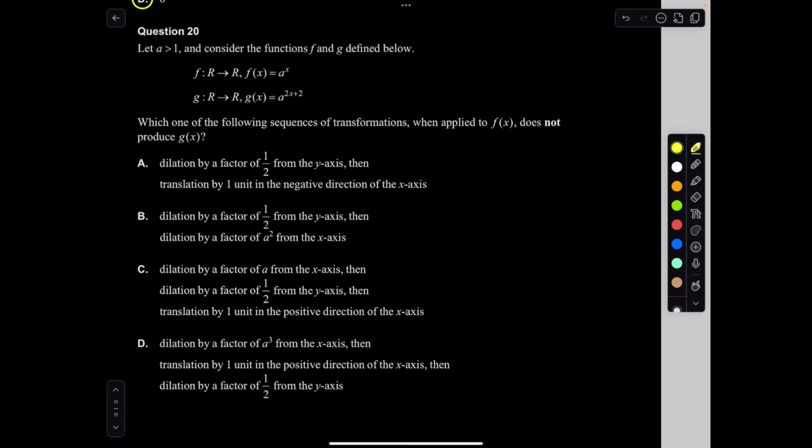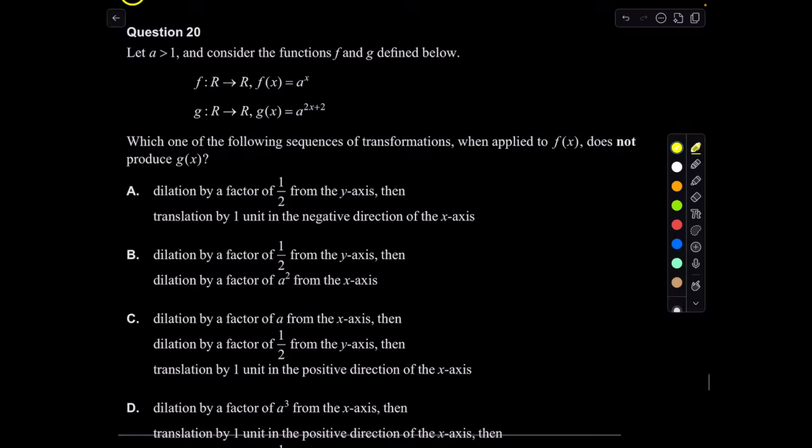Question 20. Let a be greater than 1 and consider the following functions f and g. Okay, this looks nice. Which of the following sequences of transformations, when applied to f of x, does not produce g of x? Okay, let's try them. So the first one is A. Dilation by a factor of half from the y-axis. Now, I don't like the word from, so I change it to parallel.